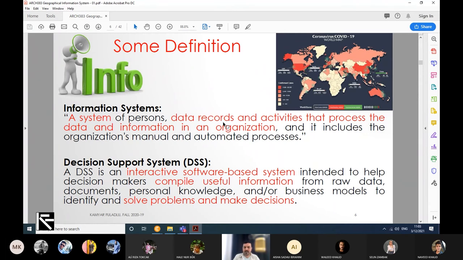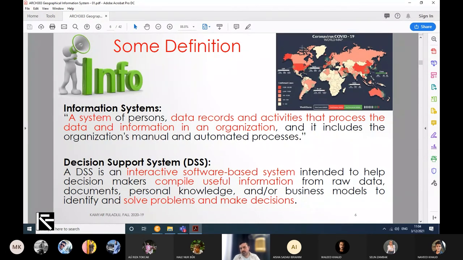But the information system, again, is a body or, let's say, a person which records the data, the raw data, starts to process it, and makes the information in a very organized manner. This process could be automatic or could be manual. Imagine this one.